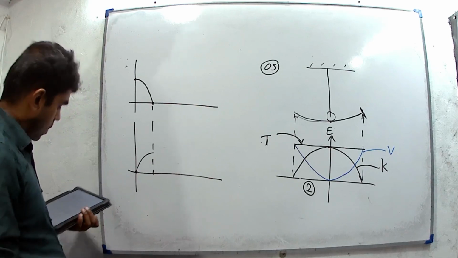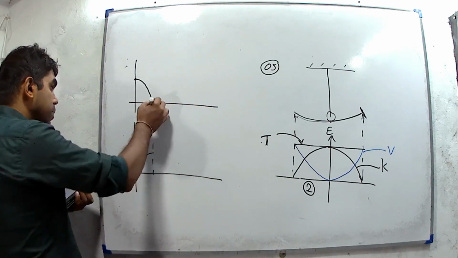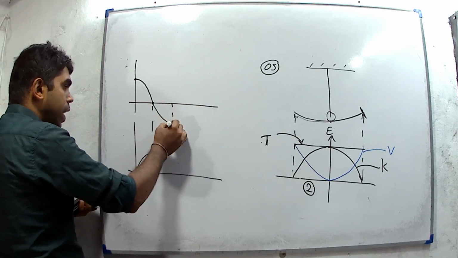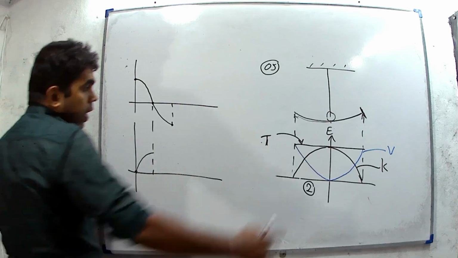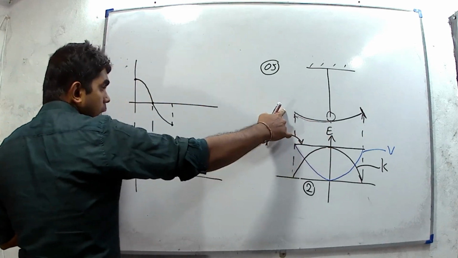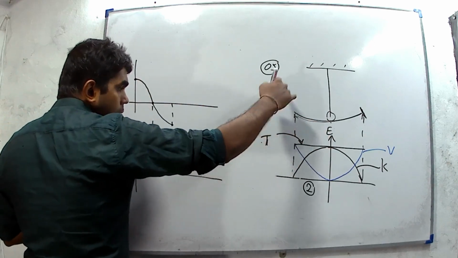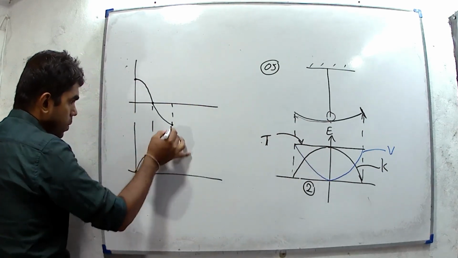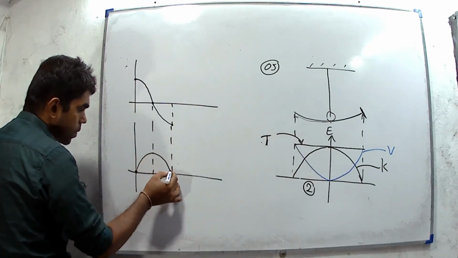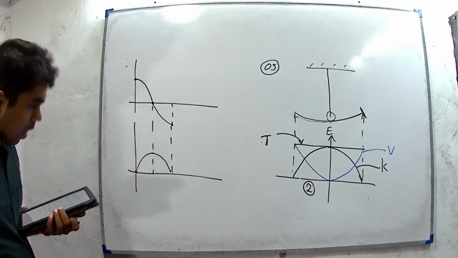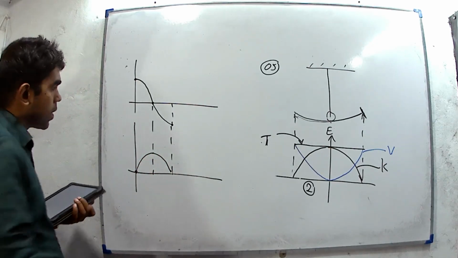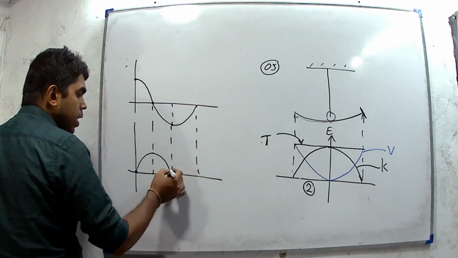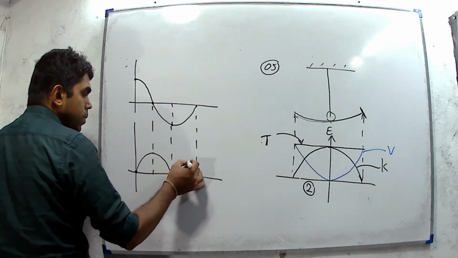Then it is moving in the opposite direction to the oscillating end. When it is moving to the oscillating end in the opposite direction, kinetic energy should be minimum, 0. And again, it is moving to the oscillating center. Kinetic energy should be maximum.